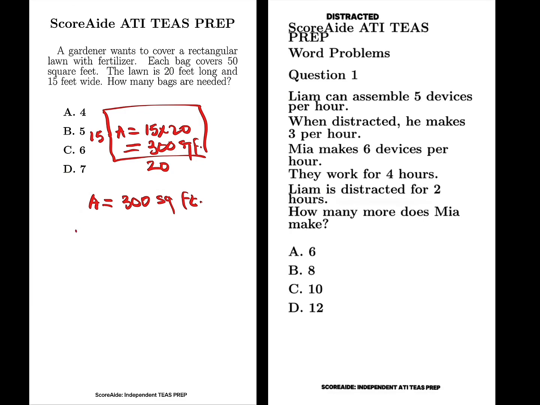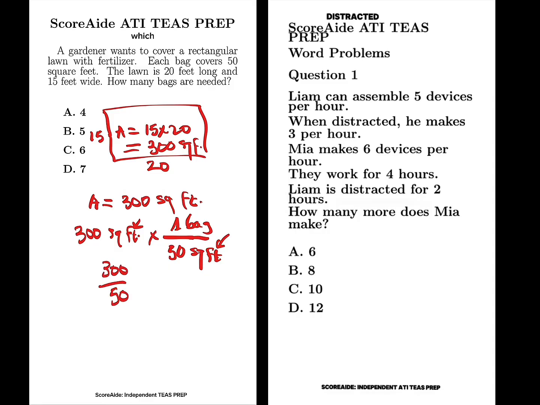We know that, let's set up a fraction here. We know that what? One bag covers what? 50 square feet. So one bag, 50 square feet. The square feet need to be at the bottom. So in the end, square feet are canceling out, right? So you see this cancel out with that. And we're left with 300 over 50, which is equal to 6 bags. So the answer is going to be C. Perfect.